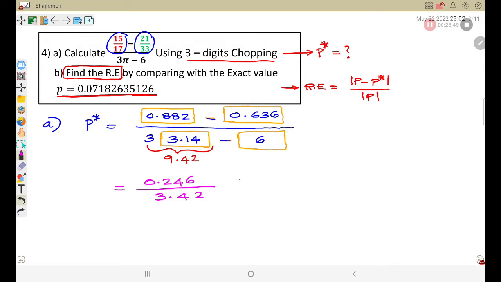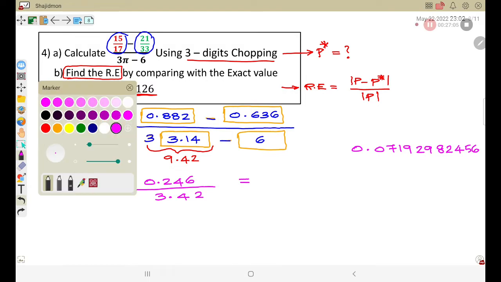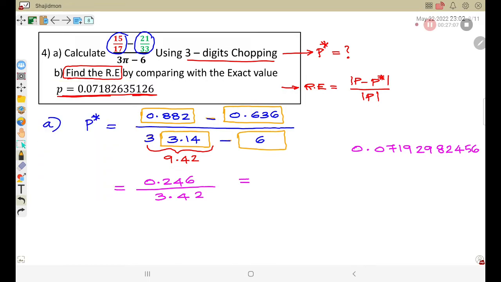3.42. Check this number. Okay, what will be the number? I will write on this side, 0.07192982456. Correct? How many digits are there in the number? The starting 0 will not count. Again 0, it will not count. So this is the first digit, second, third, fourth, fifth, 6, 7, 8, 9, 10 digits are there. Correct?